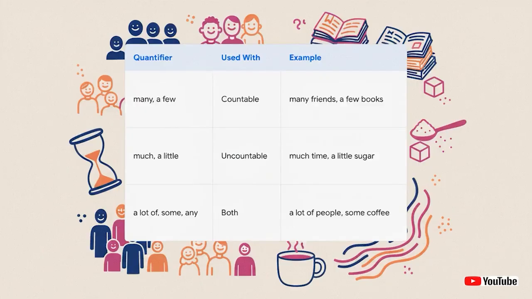But here's a fantastic tip. Words like a lot of, some, and any are your flexible friends. They work with both. Seriously, in everyday chat, a lot of is your best friend. It's used all the time.